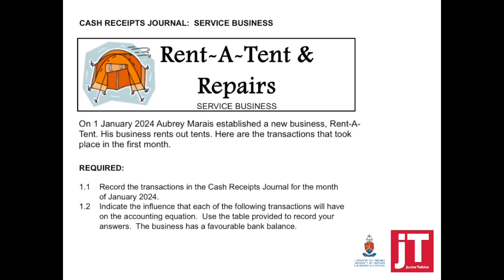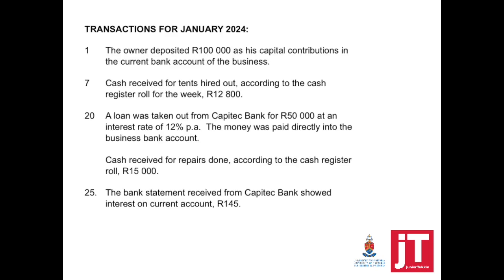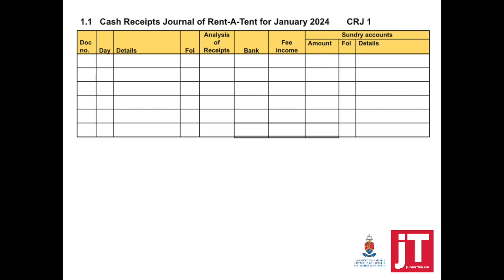On the 1st of January 2024, Aubrey Murray established a new business, Rent a Tent. His business rents out tents. Here are the transactions that took place in the first month. Required: 1.1, record the transactions in the cash receipts journal for the month of January, and 1.2, indicate the influence that each of the following transactions will have on the accounting equation. So if we look at the transactions now, in all of these transactions the business received money. And when the business receives money, that must be taken to the cash receipts journal.